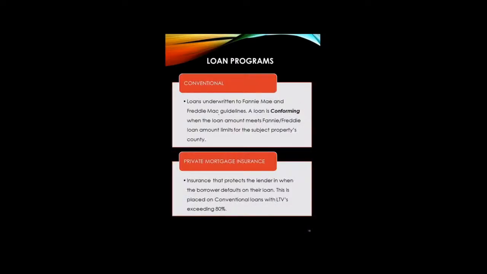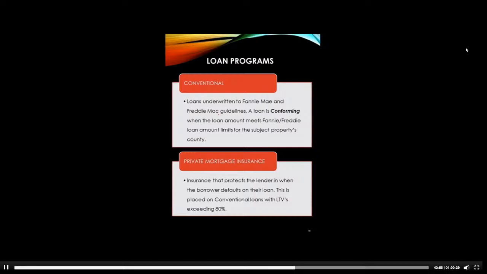The loan programs. Okay. You've got a conventional loan underwritten to Fannie Mae guidelines or Freddie Mac guidelines. The loan is conforming when the loan amount meets Fannie or Freddie loan amount limits of the subject property's county. Okay. You also have, we talked about PMI, that's private mortgage insurance. Insurance that protects the lender when the borrower defaults on their loan. This is placed on conventional loans with LTVs exceeding 80%.